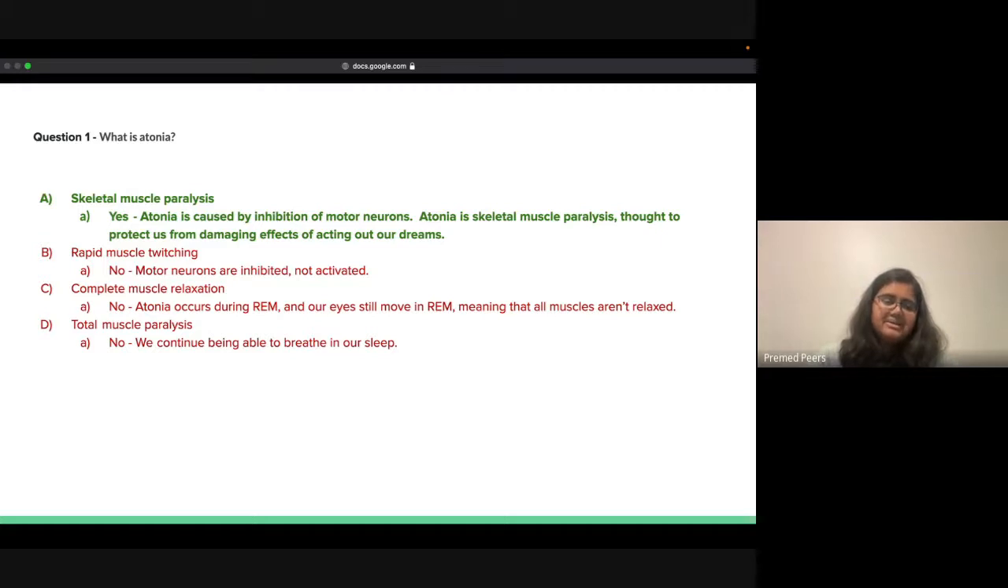B is not correct because motor neurons are inhibited, not activated, so we would not see muscle twitching. C, complete muscle relaxation. So that's not correct either because atonia occurs during REM and our eyes still move in REM, meaning that all of our muscles are not relaxed. And D, total muscle paralysis. No, that's not correct either because we continue being able to breathe in our sleep. So C and D are kind of similar, and they're both not correct.